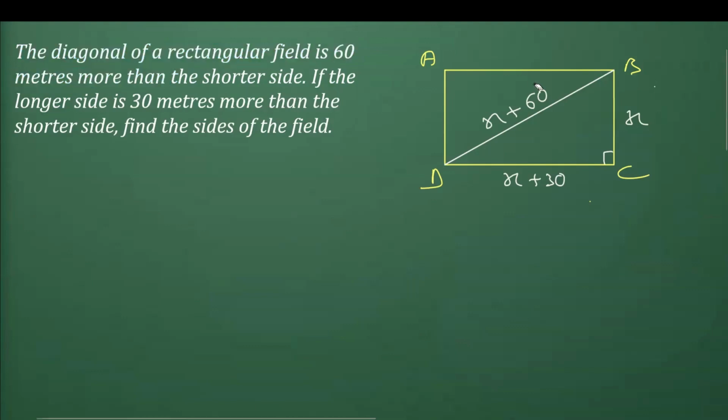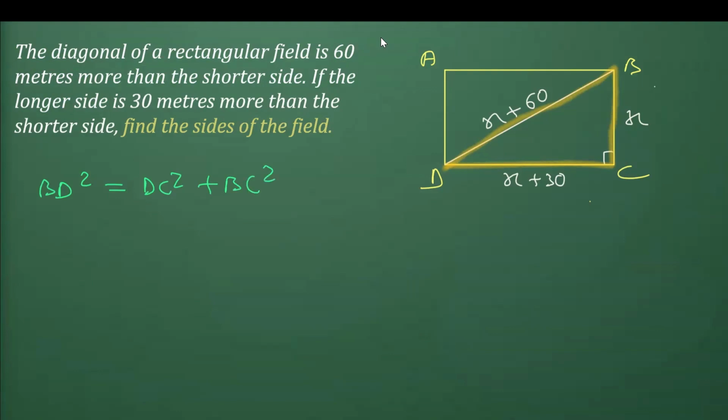And then what we have to find out is the sides. We have to find the sides of this rectangular field. So for that, we are going to apply the Pythagoras theorem in this triangle. Now we know that each angle of a rectangle is 90 degrees. So if I apply Pythagoras over here, the square of the hypotenuse should be equal to the sum of the squares of the other two sides. So it should be DC square plus BC square.